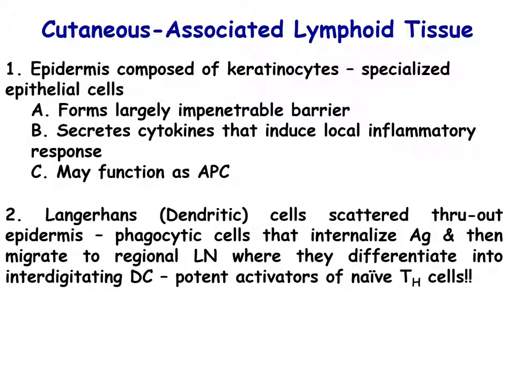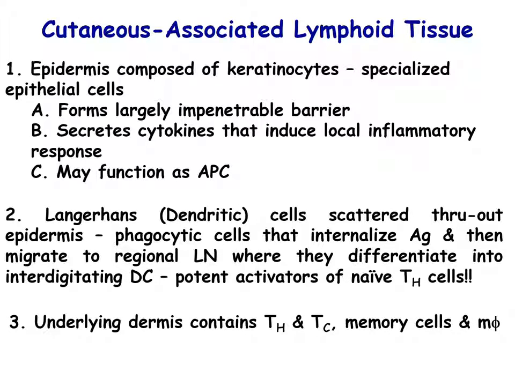Think of it as a fort with all the troops waiting, where they can differentiate into other types of dendritic cells and activate the naive T helper cells. The underlying dermis of our skin contains a lot of T helpers, T cytotoxic and memory cells, and macrophages. This is why when you give a vaccine, one of the best places to generate a complete immune response is in the skin, because of the presence of these Langerhans dendritic cells.